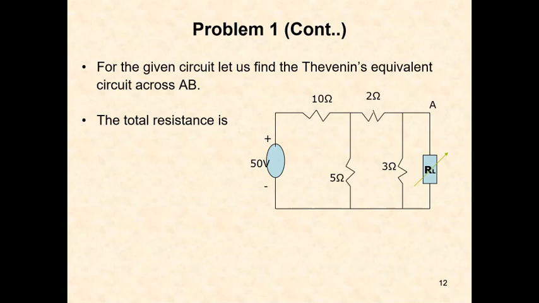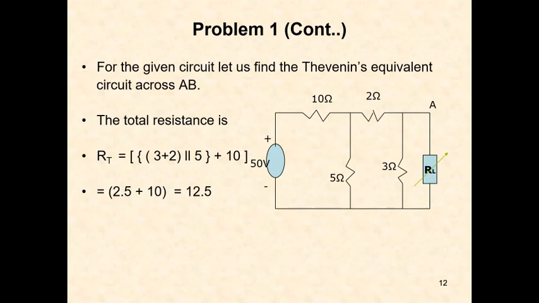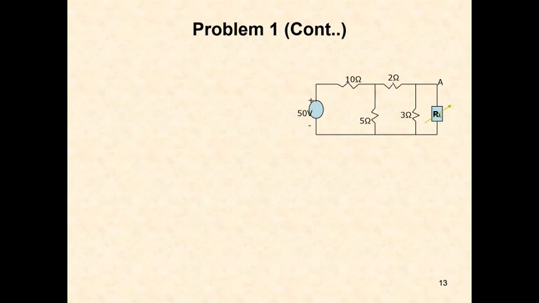The total resistance is 2 plus 3, 5 ohms, in parallel with 5 ohms, and this combination is in series with 10 ohms. So how much is it? The total will be 12.5 ohms. So how much current? Current is equal to 50 volts by 12.5 ohms. The total current drawn by the circuit is 50 by 12.5, that is 4 amps. So 4 amps current is drawn from the 50 volts.